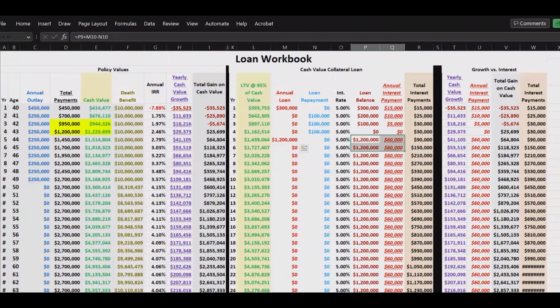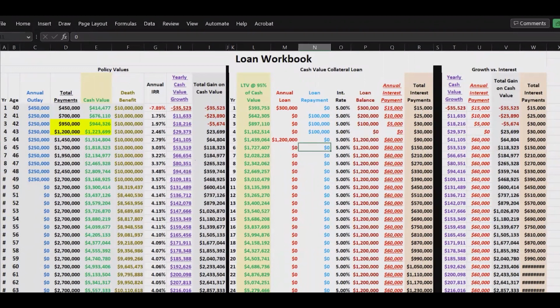Okay, 1.2, $60,000 in loan interest paid. That's at 5% of the 1.2. What did I earn this year? Let's just look at the far right. $41,000 in growth versus $60,000 paid. Let's begin to repay it.